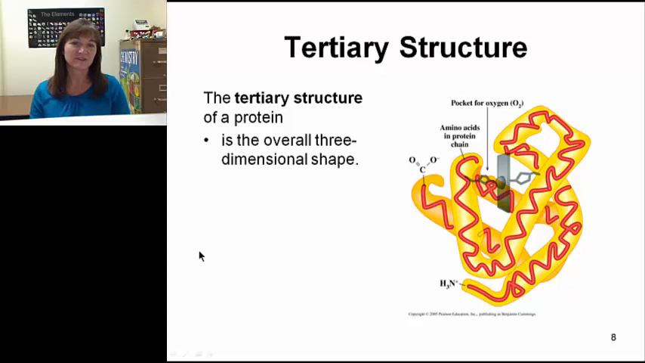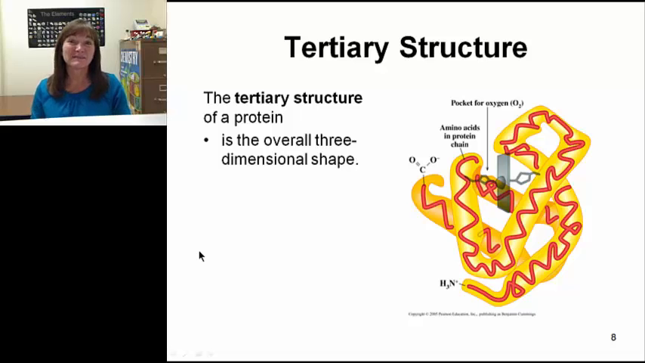Okay, moving on to tertiary structure. In the tertiary structure of a protein, it is considered the overall three-dimensional shape. The way I like to visualize that is, when I was growing up, we had telephones that were actually hooked together by a telephone cord. Does any of you remember that? We had a really long one. The actual shape of the telephone cord, that corkscrew, would be considered our secondary structure, the alpha helix.